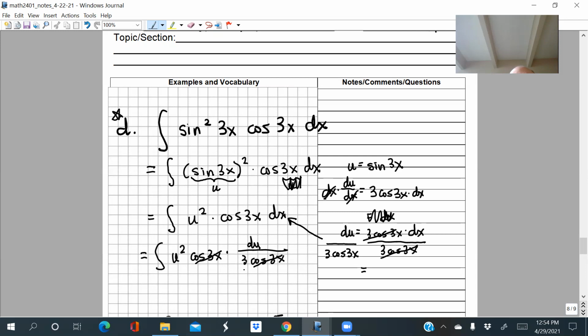So how can I get rid of that? No, you're making it too complicated. See, here, dividing by 3, that's a constant. But what do we talk about? Constants in front of integrands, what can we do?